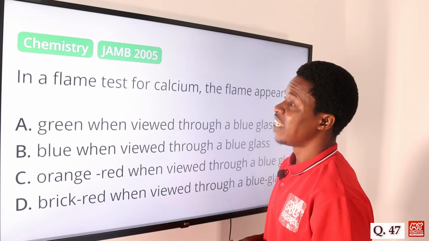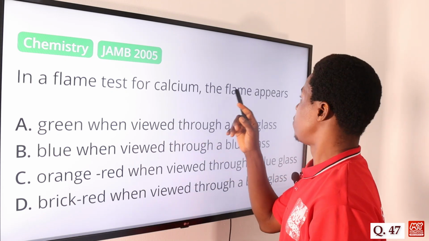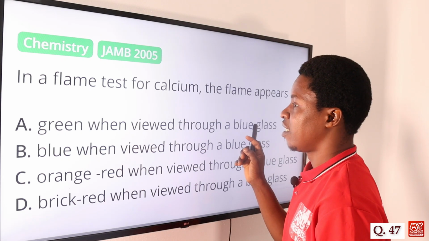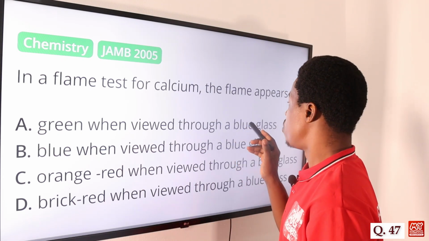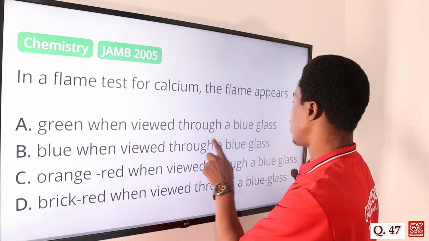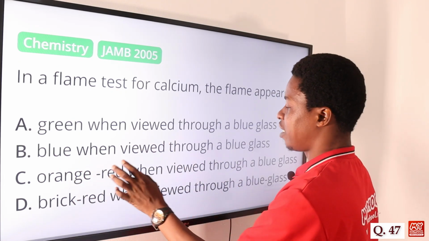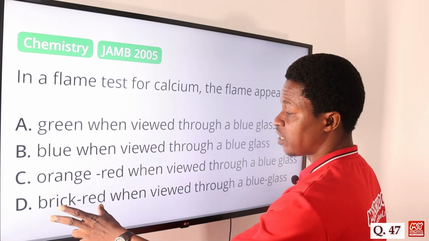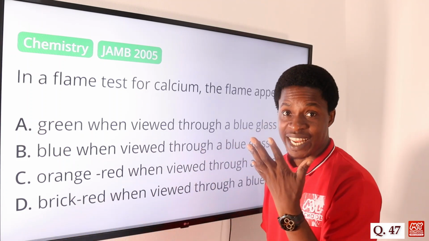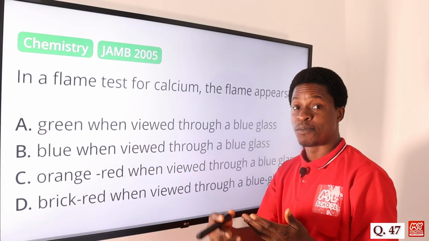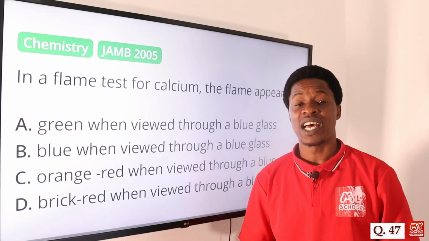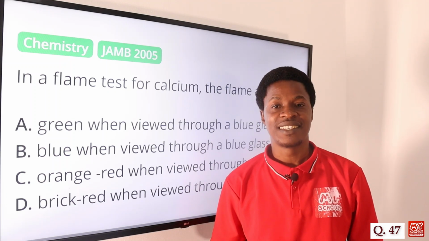Option A says in the flame test for calcium, the flame appears green when viewed through a blue glass. Yes, once you view it with a blue glass, it's going to appear as green. Option B says blue when viewed through a blue glass. No. Option C says orange red when viewed through a blue glass. No. Option D says brick red when viewed through a blue glass. It's going to be brick red when viewed with our naked eyes, not with blue glass. Once you use blue glass, it's going to give us a green color. So based on that, the correct answer is option A.